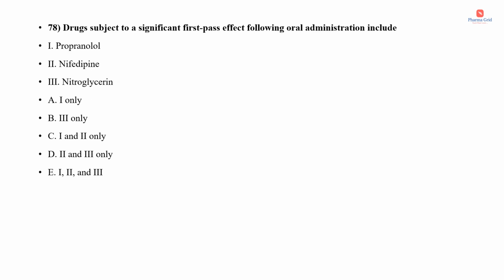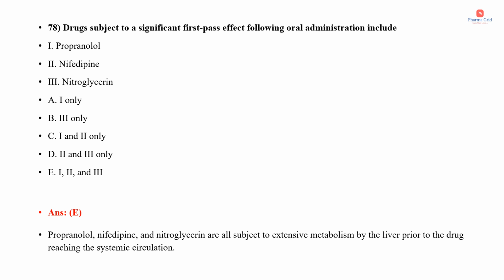Next one, drugs subject to a significant first pass effect or significant first pass metabolism following oral administration include: the options are propranolol, nifedipine, nitroglycerin. Here the correct answer is option A, that is 1, 2 and 3. That is, all these drugs undergo significant first pass metabolism. Propranolol, nifedipine and nitroglycerin are all subject to extensive metabolism by the liver prior to the drug reaching the systemic circulation.